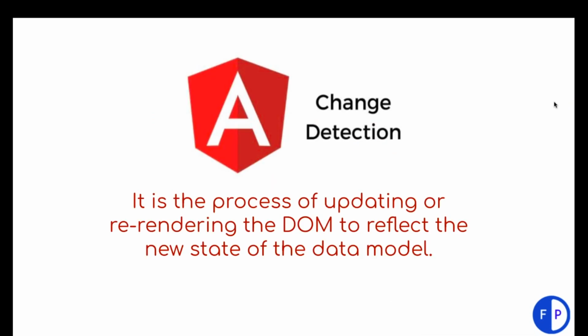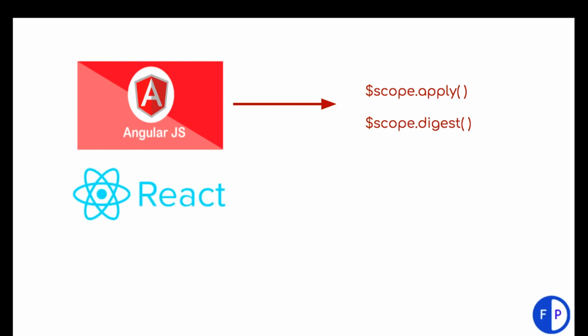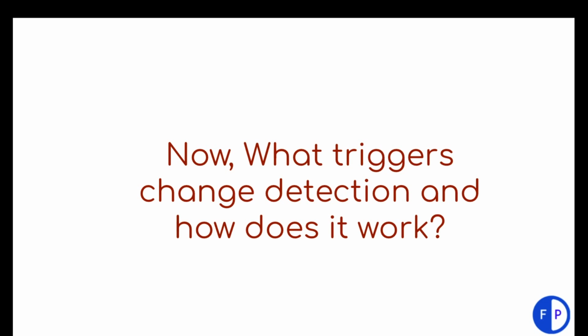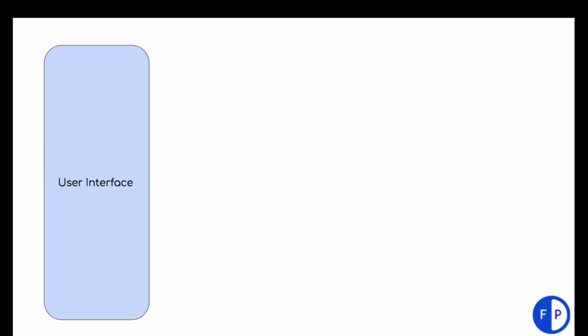It is the process of updating or re-rendering the DOM to reflect the new state of the data model. In AngularJS, it has $scope.apply and $scope.digest. In React, we have setState. In Angular, we have ngZone and Zone.js. Now, what triggers change detection and how does it work?